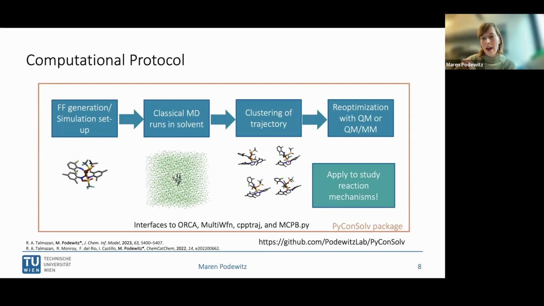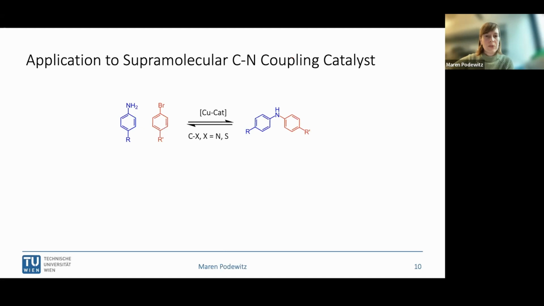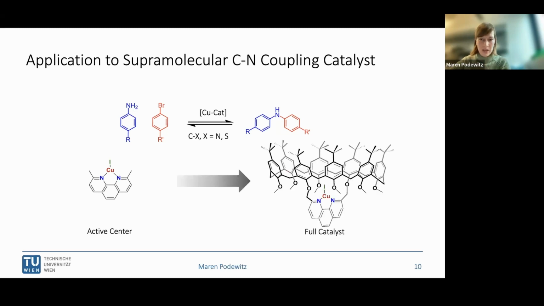Okay, just one quick example where we applied this. We used this kind of technique to study the CN coupling, not with your typical palladium or platinum catalyst, but with a kind of copper catalyst. And this is the active center of the copper catalyst. This is, of course, a structure that you've seen before. So you have the copper phenanthroline unit, which is, so to speak, the active center. But the entire catalyst is then the one with this macrocyclic ligand.